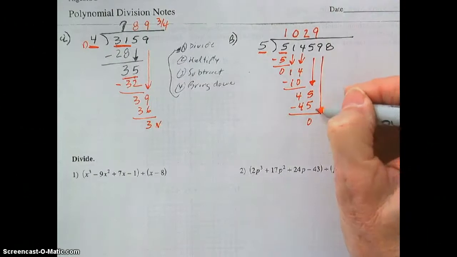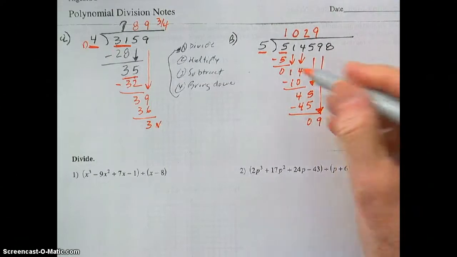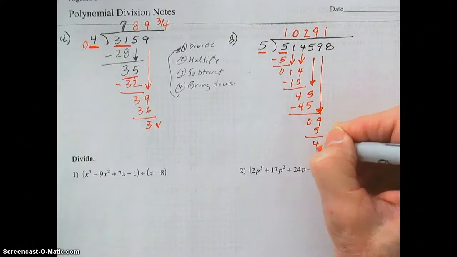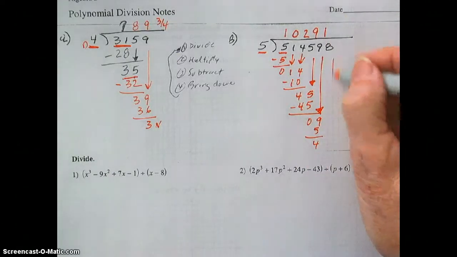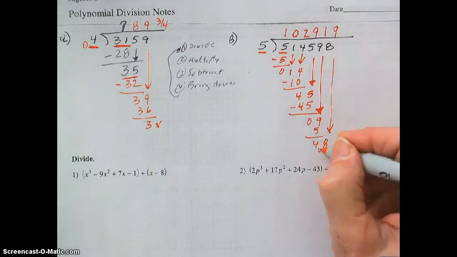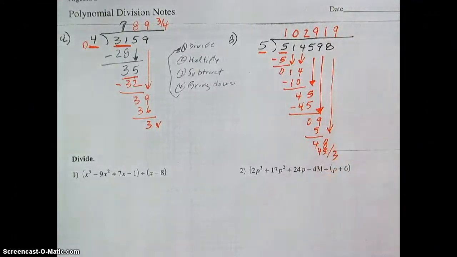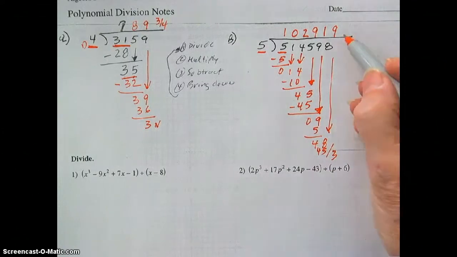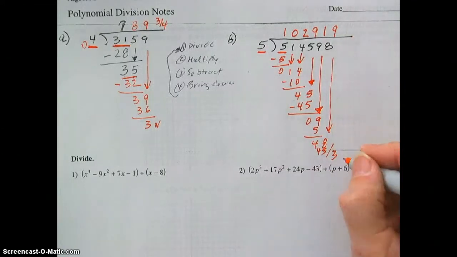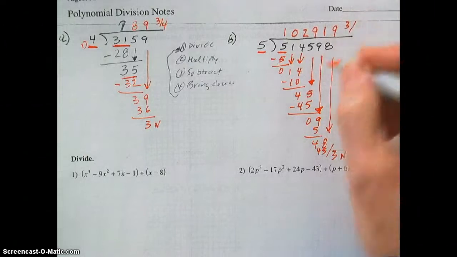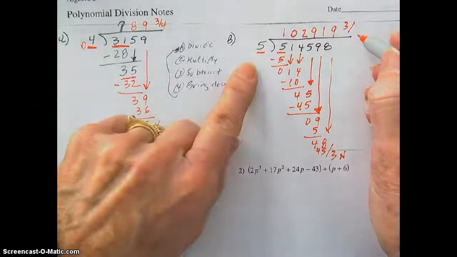When I bring down, 5 does go into 9 1 time, subtract, bring down, we'll have a 9 again, 45. And again, how do I write my remainder? In elementary school we put a big R period and then our remainder. Here we're going to put this as a fraction. This is our numerator, and our denominator is always the divisor.